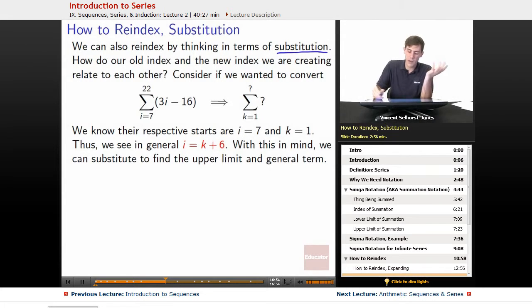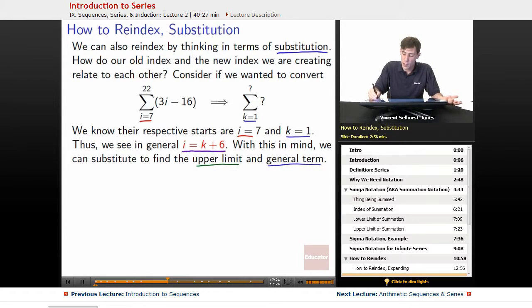So consider, once again, if we wanted to convert from i equals 7 with all the same thing to k equals 1. Well, since we've got i equals 7 and k equals 1 both at their starting places, how is i related to k? Well, i is the same thing as k plus 6, right? 1 plus 6 gives us 7. So we've now got this relationship of i is equal to k plus 6. And with this in mind, we can substitute to figure out what the upper limit is, and then to figure out what the general term is.